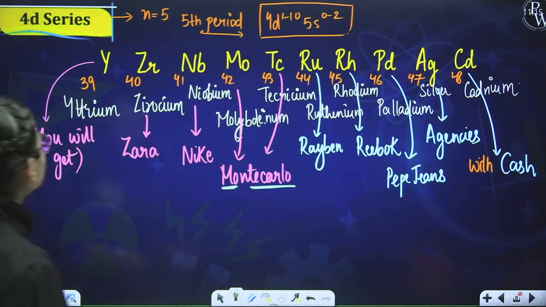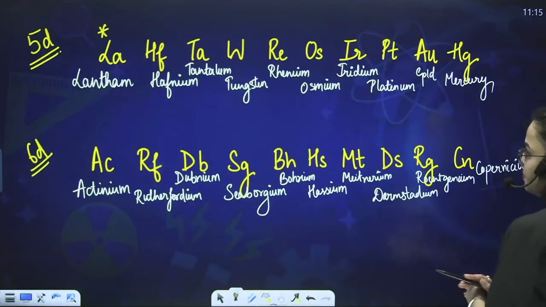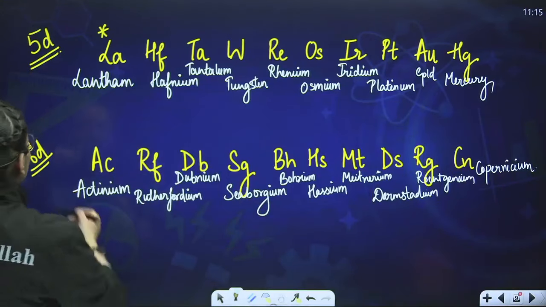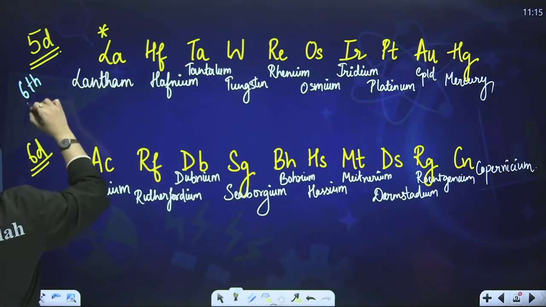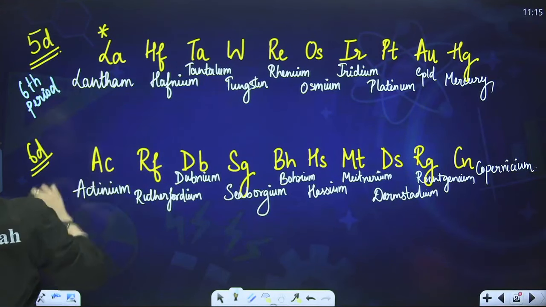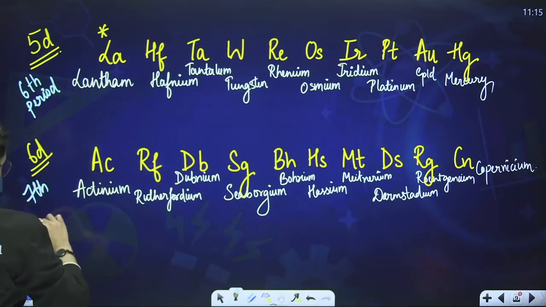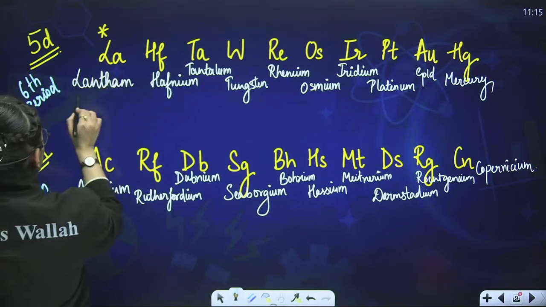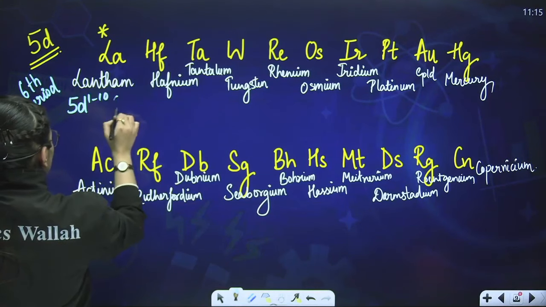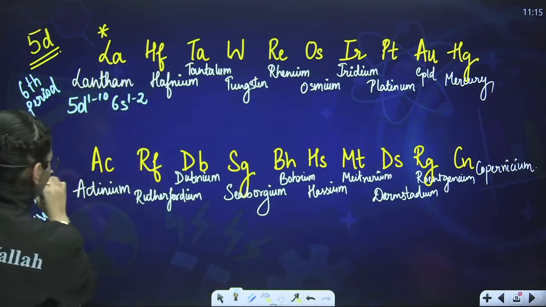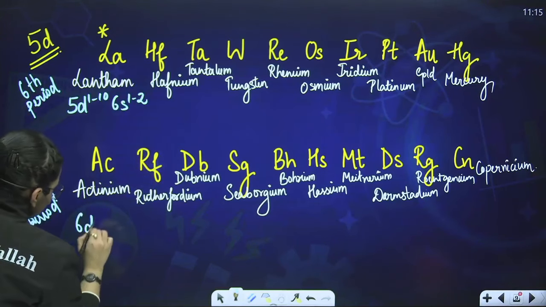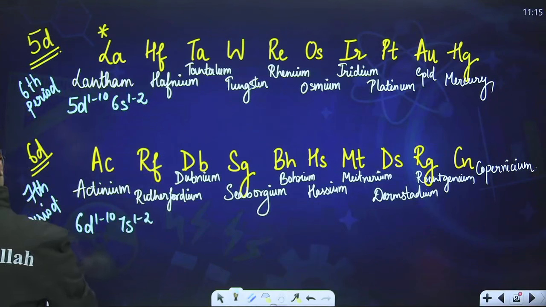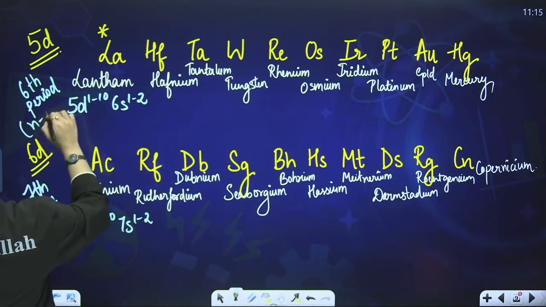Okay, let us start. Now comes the 5D series and the 6D series. We have already done the general electronic configuration. This is the 6th period one, and the 6D series lies in the 7th period. Am I right? Yes, ma'am. Now, if it is for the 6th period, what is the general configuration? It is 5D 1 to 10, 6S 1 to 2. What is the general configuration for the 6D series? It is 6D 1 to 10, 7S 1 to 2. Because here the n value for the 7th period is 7, and for the 6th period it is 6.